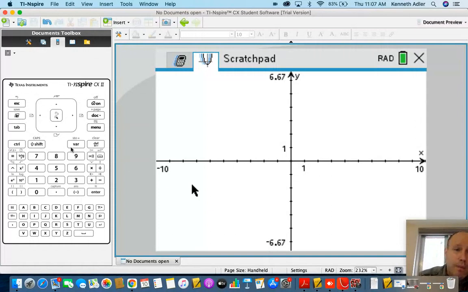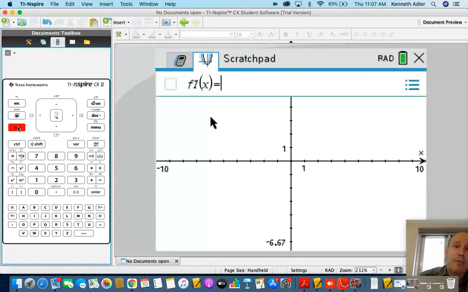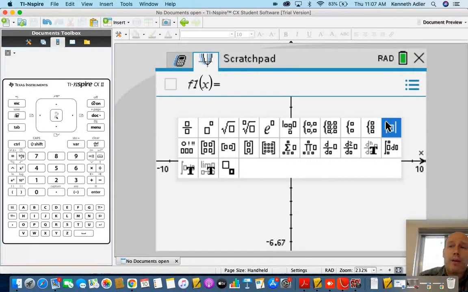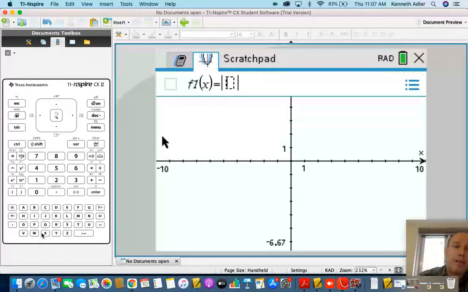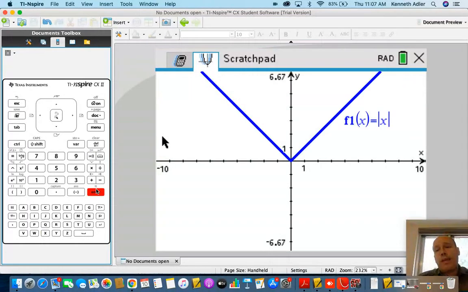So the idea is you turn your calculator on and you create the graph. What we're going to do is tab. The button next to the 9 is absolute value. Then we put an x inside of there and hit enter. That is what the absolute value function looks like. You notice it's kind of like a piecewise function. When x is greater than 0, it looks like the line y equals x. But when x is less than 0, it looks like the line y equals negative x.